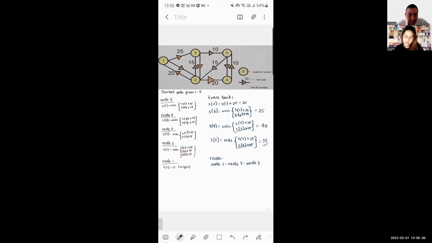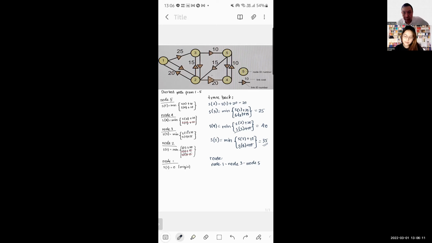Where S1 is 0, so we got the S2 is 20. And then the S3, we select the S1 plus 25. S1 is 0, so we got 25 for S3. And then for S4, we select between S2 plus 20 and also S5 plus 10. We don't have the S5, so we choose the S2. So as the S2 is 20 plus 20, so we got 40.